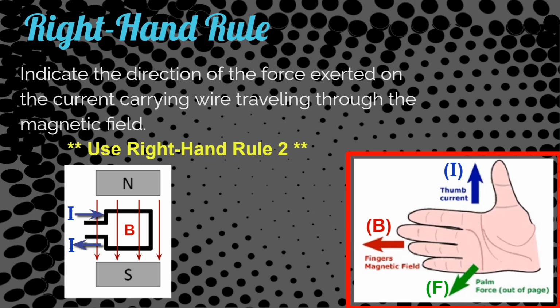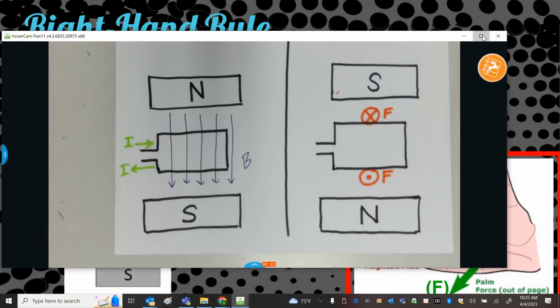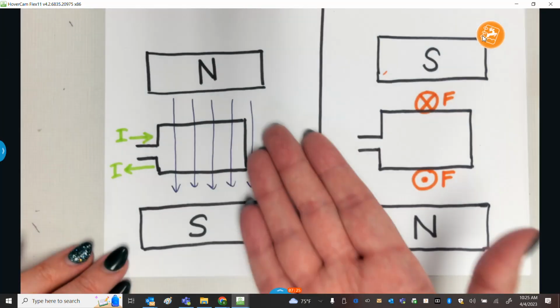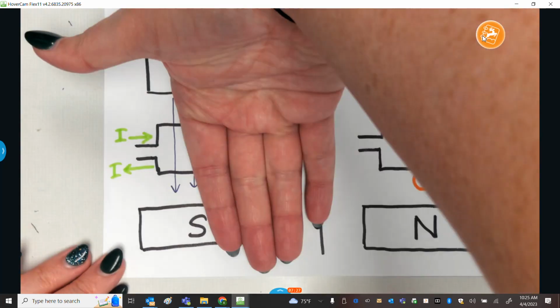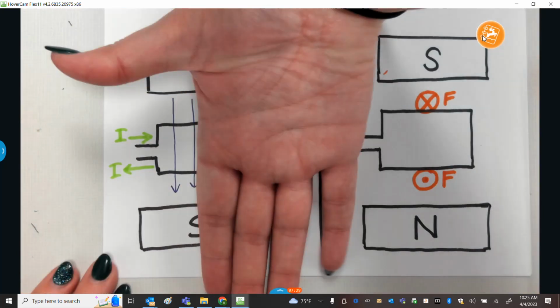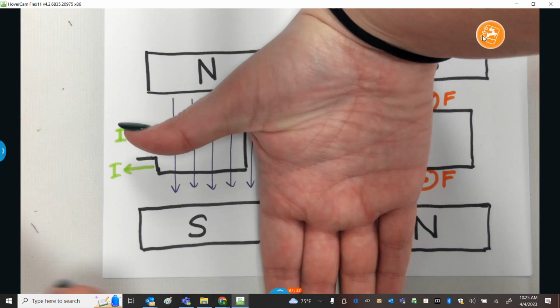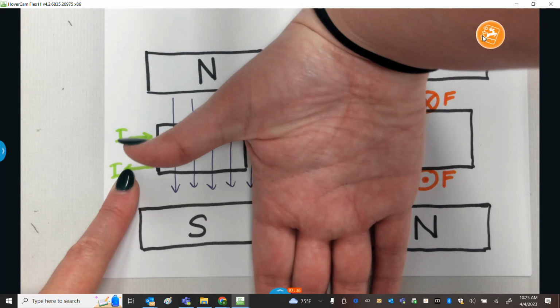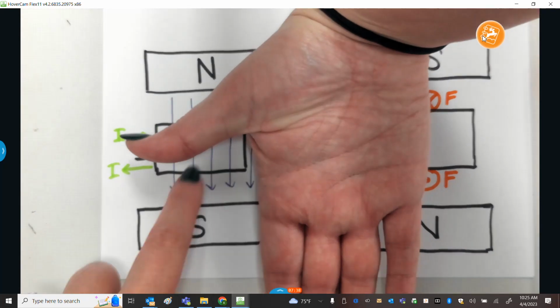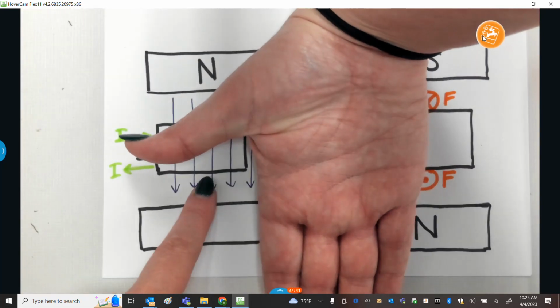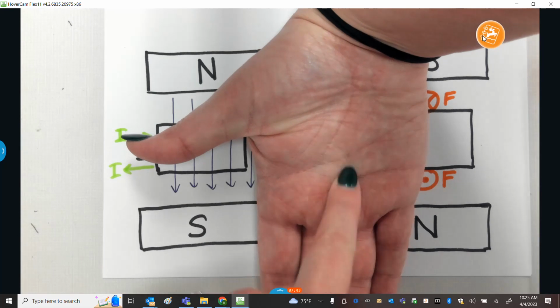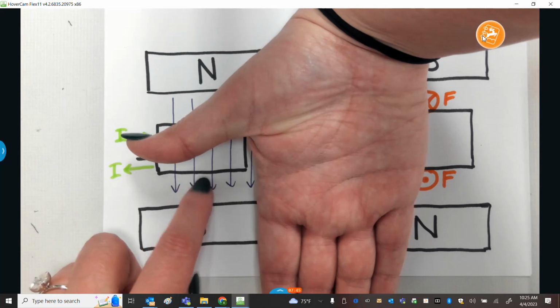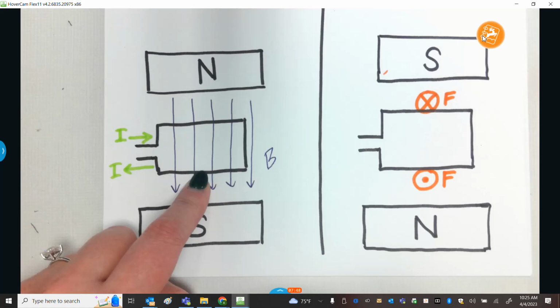Let's take a look at what our force would be in each portion of this wire. So again, I'm going to bring this back over here. My fingertips are B. They need to go from north to south. So my hand is like this. When my hand is like this, right now my thumb is pointing to the left, which is what it shows down here. So with my hand as it currently is, I'm looking at what's happening to the bottom of the wire. And right now my palm is facing upward out of the page. And so that means the force on this part of the wire is out of the page.